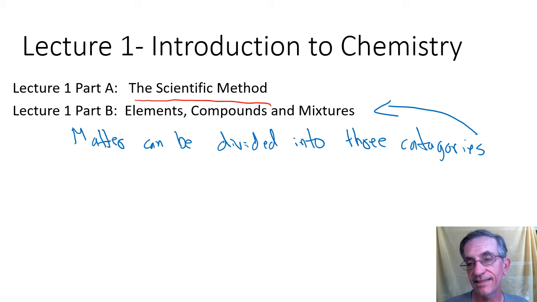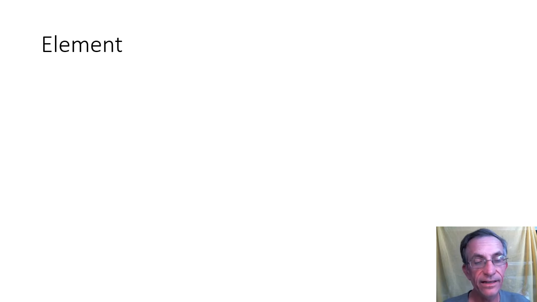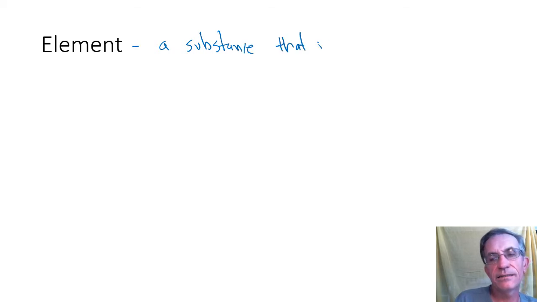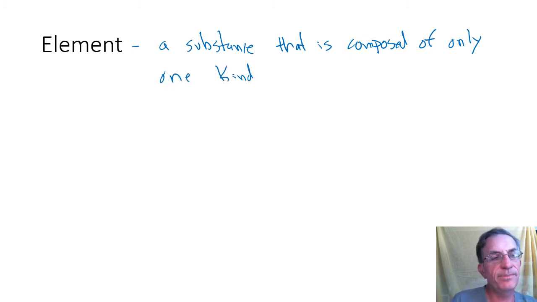So let me flip to the next slide here. There we go. For an element, first off, let me tell you the book definition of an element. An element is a substance that is composed of only one kind of atom. A substance that's composed of only one kind of atom.